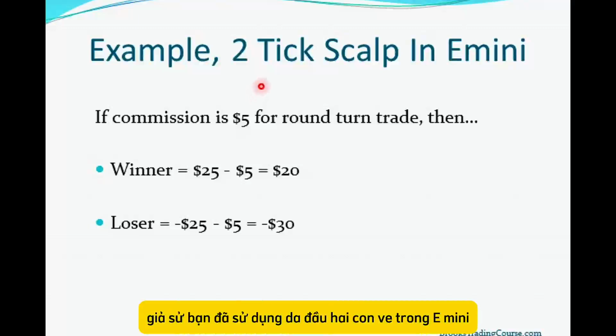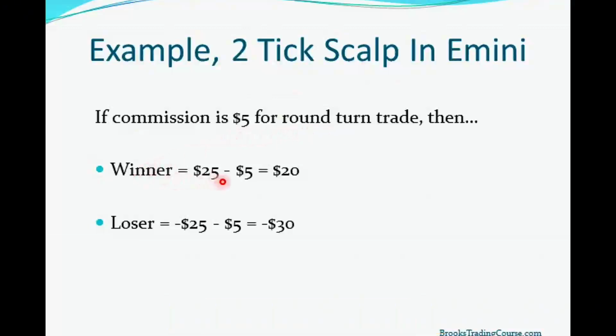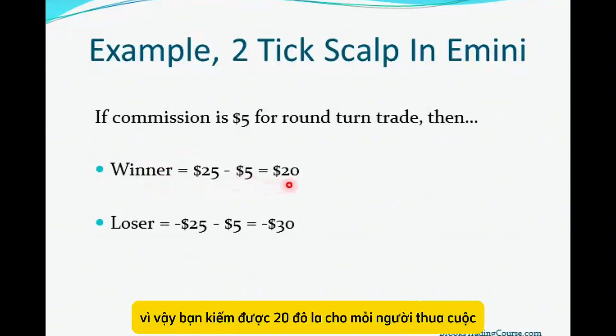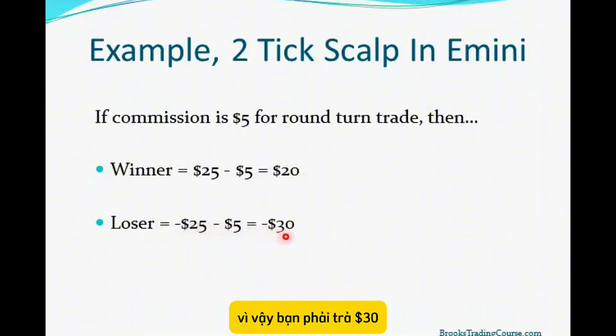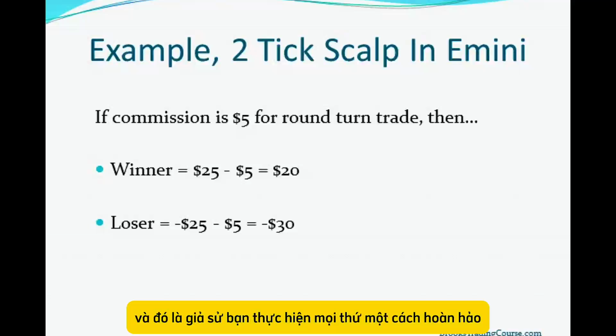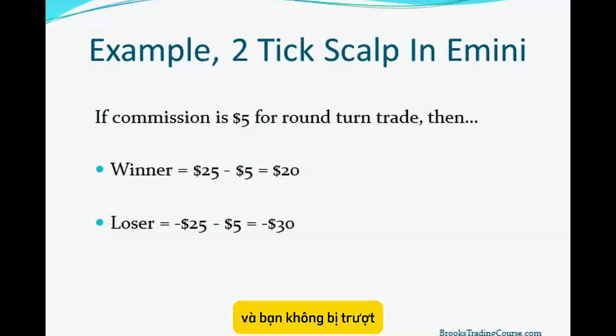For example, let's say you went for a 2-tick scalp in the E-mini. If the commission is $5 for a round turn trade, then each winner is $25 minus the $5 commission, so you net $20. Each loser, you lose $25 plus you pay the $5 commission, so it costs you $30. And that's assuming you execute everything perfectly, don't make any mistakes in your decisions, in other words taking bad trades, and you don't have any slippage.